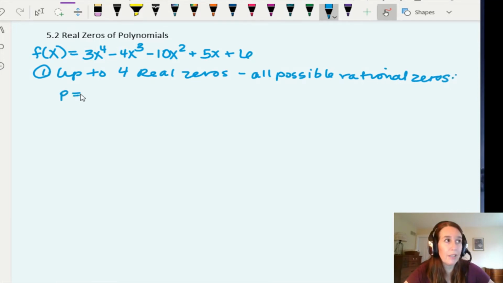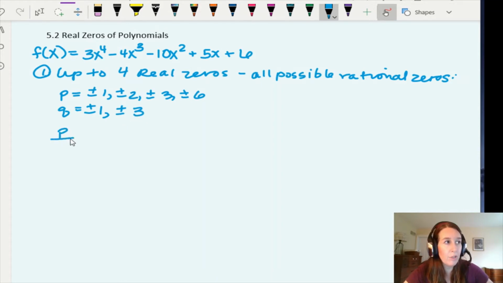So P in this case is the factors of 6. This last term is 6. So plus or minus 1, 2, 3, and 6. And Q in this case is 3. It's that leading term. So it's plus or minus 1 and plus or minus 3.